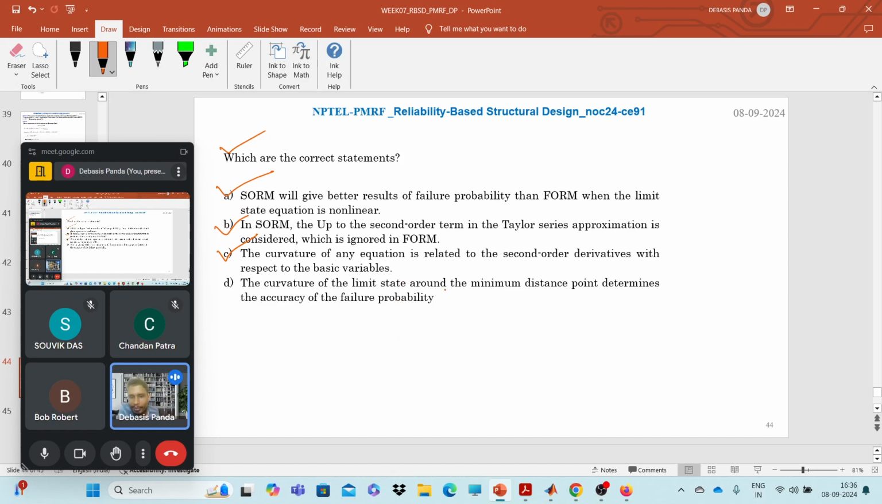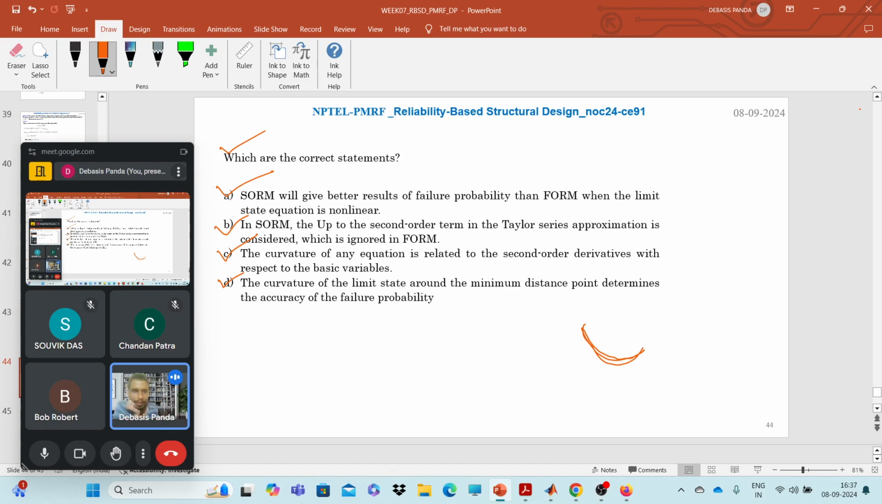Now, the curvature of the limit state around the minimum distance point determines the accuracy of the failure probability. Is the statement correct? If we have a nonlinear function, obviously the curvature around the MPP will determine the accuracy of the failure probability. That's why we go for SORM; otherwise, we stick to FORM. So it is also correct. So all of these are correct. Yes or no? Do you have any dilemma? Yeah, no, this statement should be wrong. We have seen how the second order reliability method improved the results over the first order reliability method, FORM, right? Okay, so clear.